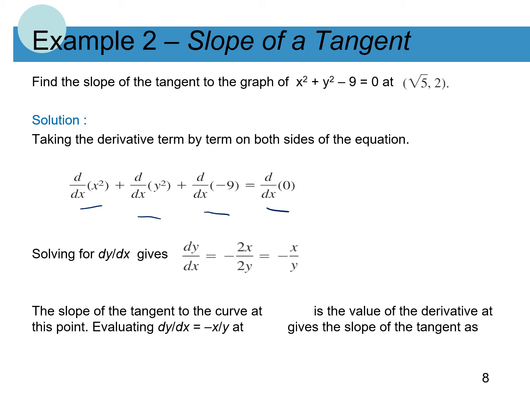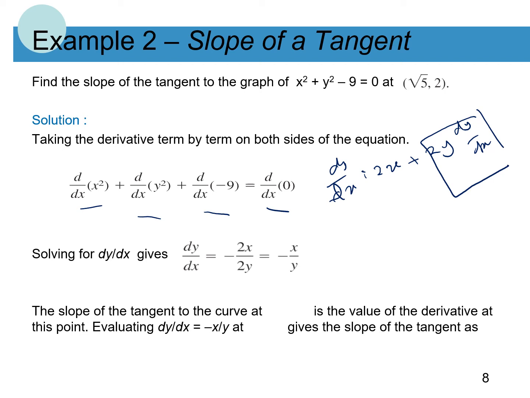Therefore, the differentiation of x squared is actually the explicit derivative. Therefore, we have 2x power 1. Okay, then plus, because we have the derivative of y squared here, this is equal to 2y multiplied by dy over dx. Okay, so this is the implicit derivative. Then we plus 0 for the derivative of negative 9 and 0.